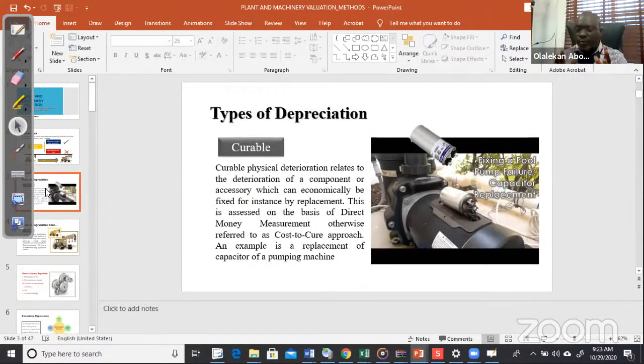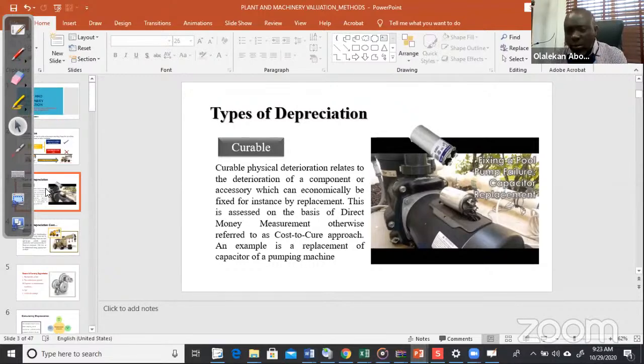So you have two types. You have curable and you have incurable. Curable is the one that can easily be fixed. It's economical to fix it. The moment it's fixed, the defect is corrected. The defect is addressed. That is curable.